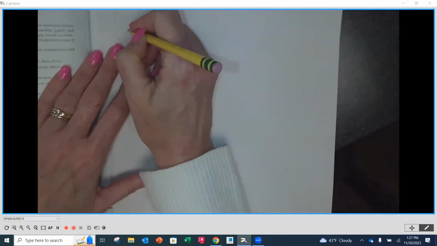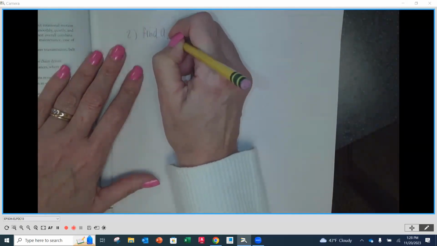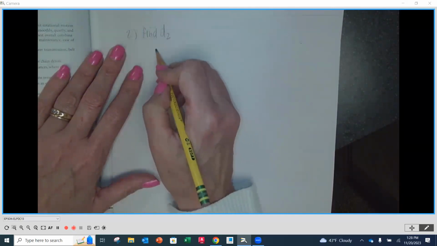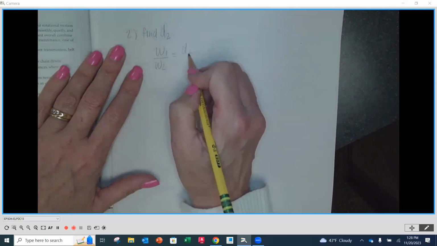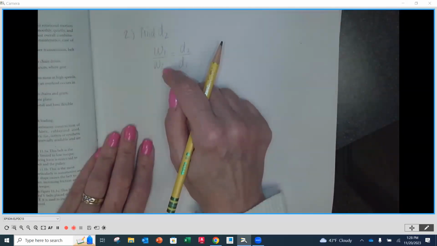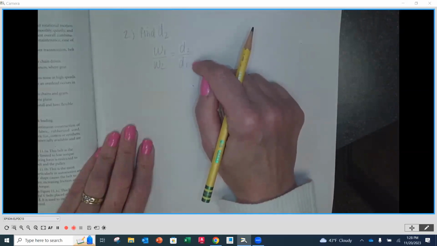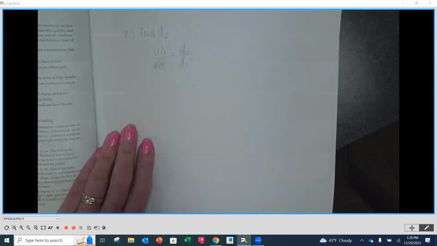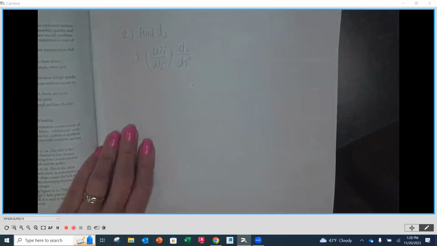Let's do step number 2. So we just expanded out that velocity ratio, and we took the driver divided by driven speeds equal to the driven diameter divided by the driver diameter. So we know 3 of the 4 here. D2 is our only unknown. So we're going to multiply D1 up on the other side.